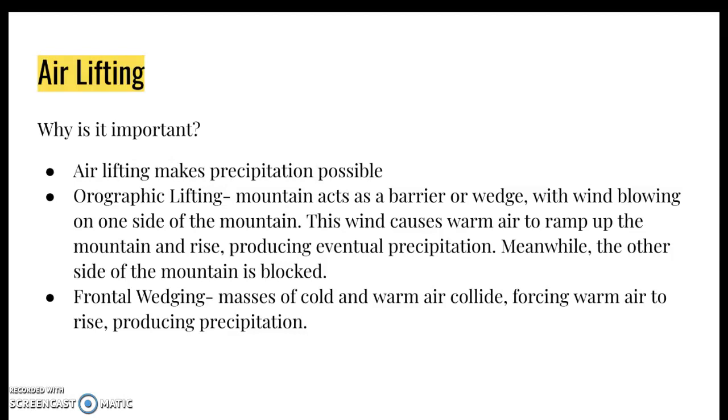Another kind of airlifting is frontal wedging, and this is what we experience in Oklahoma a lot. It's where masses of cold and warm air collide, with the warm air, being warmer than the cold air obviously, starting to elevate, and it would force the warm air to rise, and then it would eventually cool and produce precipitation. And that is, once again, a lot of where Oklahoma's precipitation comes from, the colliding of cold and warm fronts.